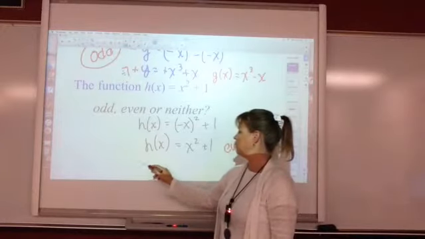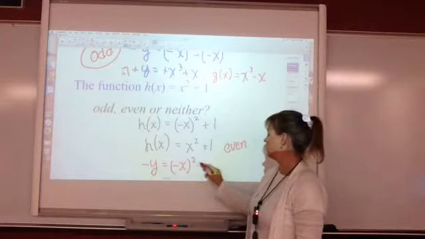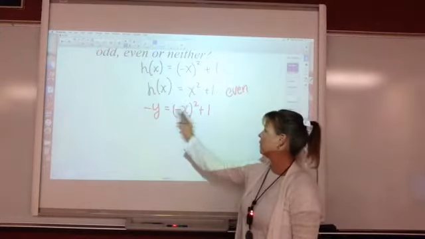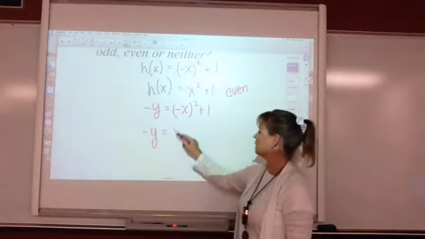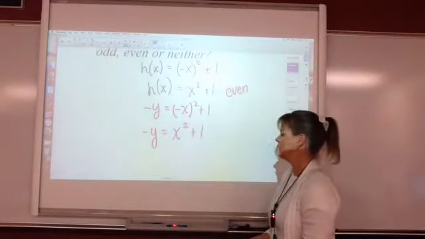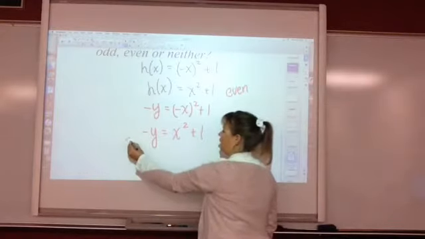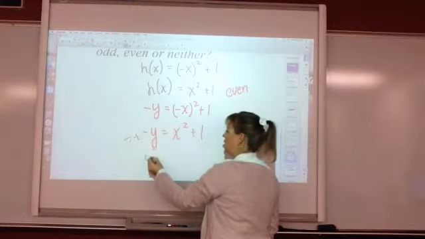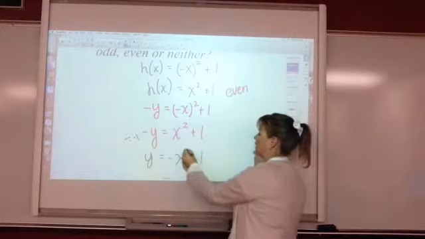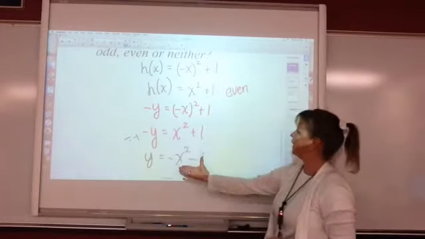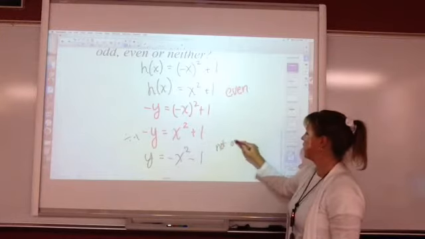Change the h of x into a y. We'll make it negative y equals negative x squared. Changing both the y and the x to a negative. You get negative y equals x squared plus 1. You can't have a negative y, so once again you have to divide by a negative 1, which will change this sign, and we'll change this sign, and we'll change this sign. That is not equivalent to the original equation. So it is not odd.